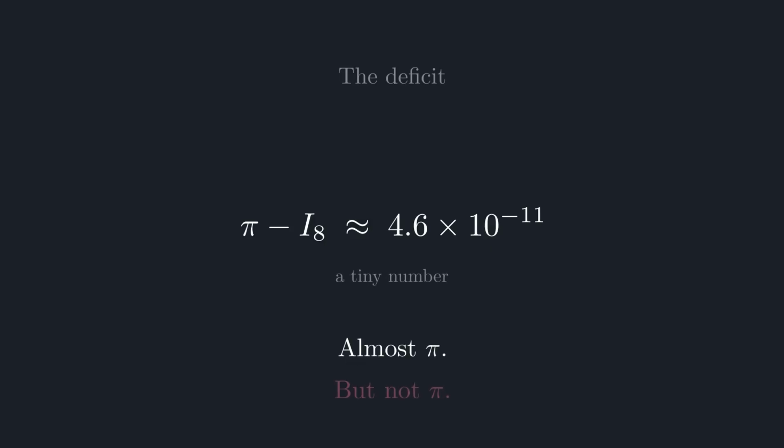The deficit can be computed exactly. When the sum exceeds 1 by a small amount epsilon, the value at 0 decreases by an amount proportional to epsilon. For the case with factors through 15, the deficit is approximately 4.6 times 10 to the negative 11th, a tiny number, almost pi, but not pi.